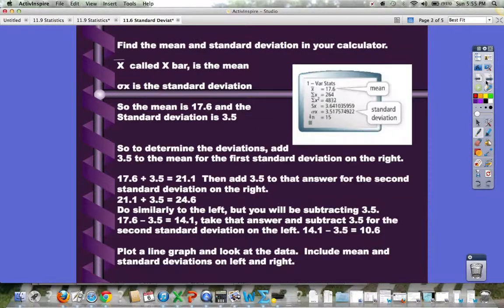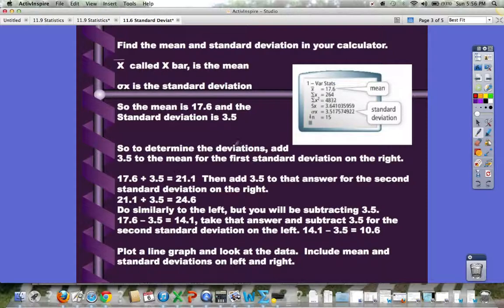Once you have all these plugged in, we're going to go over to the next screen, and it's going to give you a screen like this. Once you hit One-Var Stats, this little x bar is your mean, and it's 17.6. The sigma x, right here under the Sx, is your standard deviation, 3.5. So the standard deviation on this particular set of data is 3.5 and 17.6 is your mean.